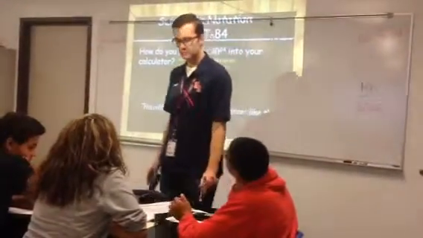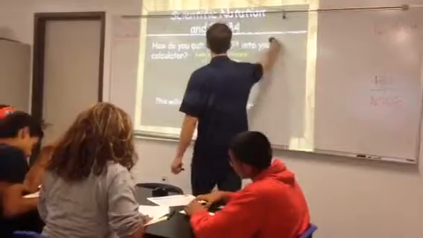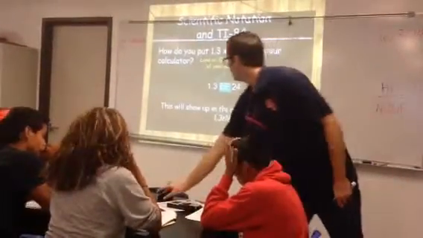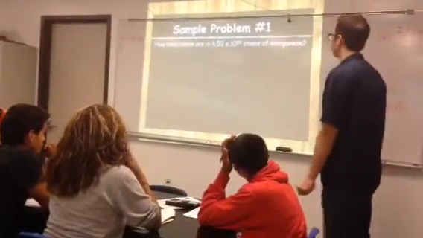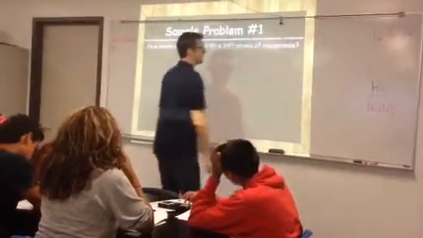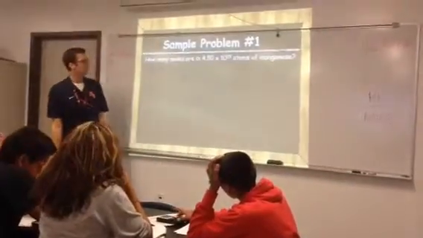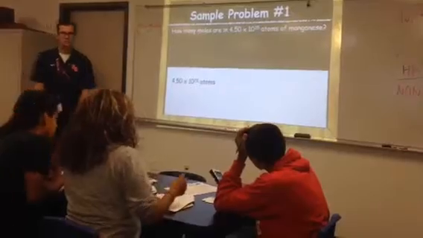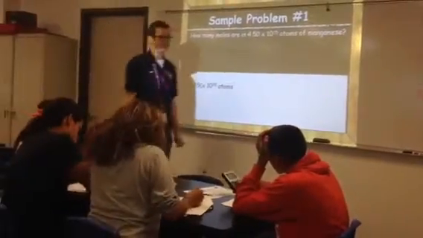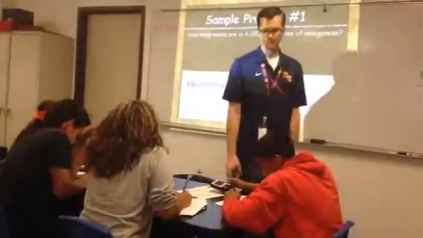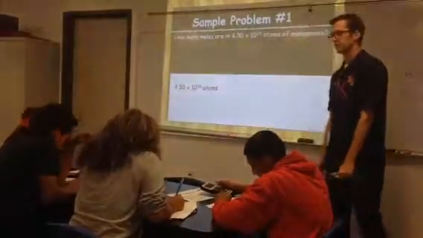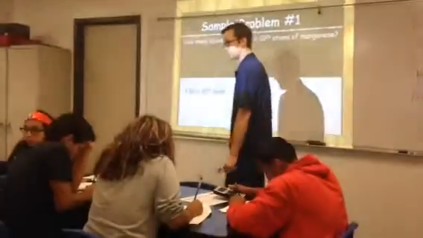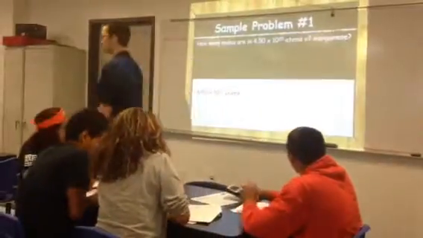Okay, now let's look at sample problem number 1. Let's actually try a problem here. How many moles are in 4.5 times 10 to the 25 atoms of manganese? So what we're going to do is take this first number and write it there on our sheets, units and all, everything. 4.50 times 10 to the 25 atoms, including the units. Always include your units.